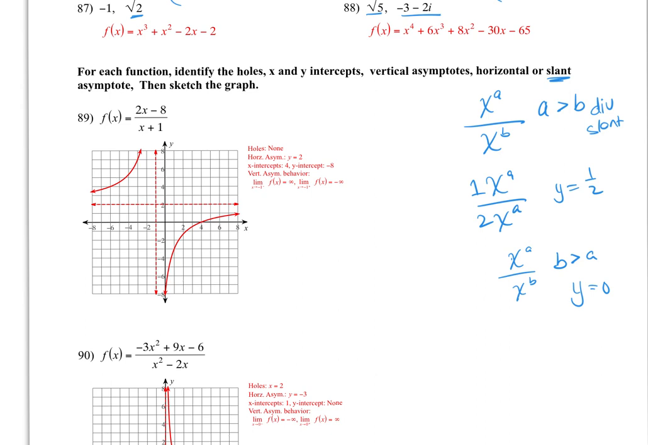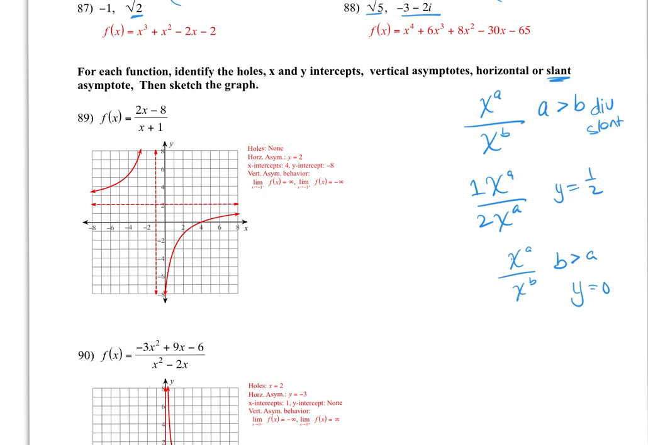In this case, we didn't have a slant. We had a horizontal. Holes, I didn't have any because I don't have anything removable. This -1 ended up being a vertical asymptote because it was not removable. My horizontal was at 2 because it was the same degree and it was my coefficients, 2/1. So I have a horizontal.